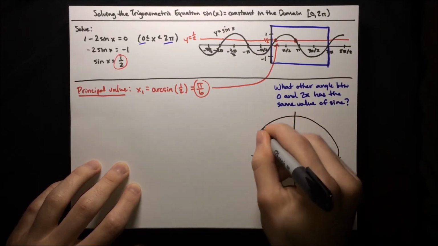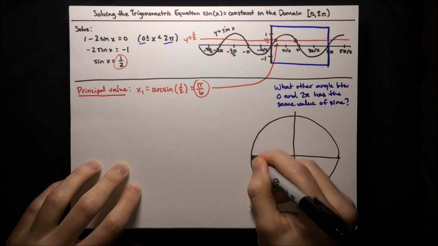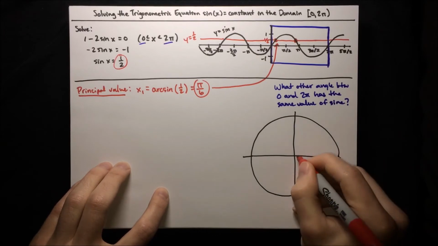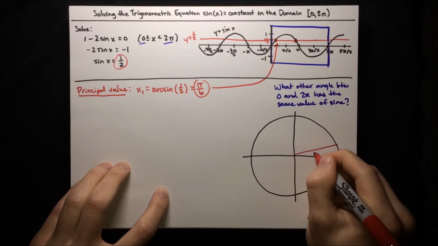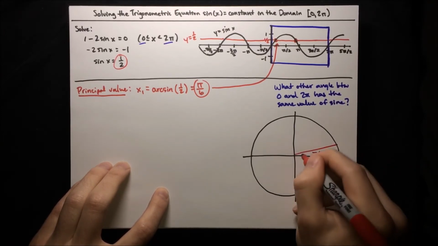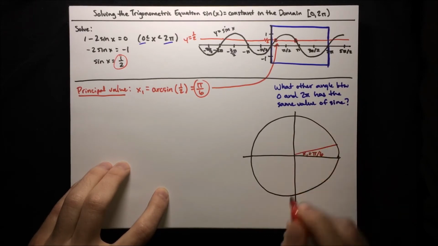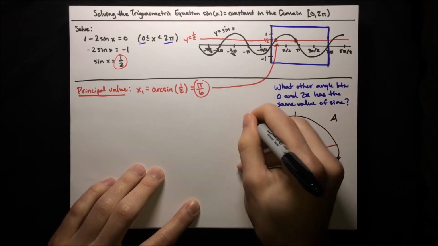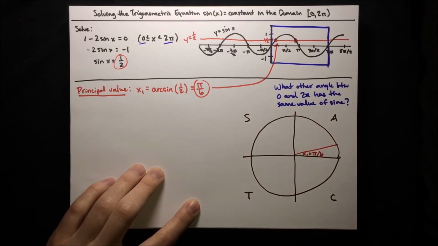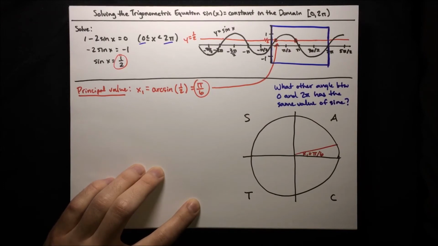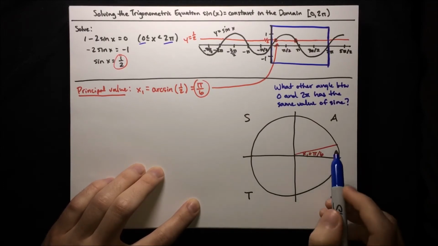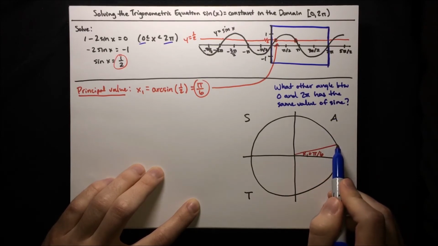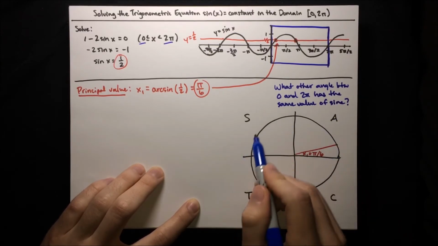So let's draw our unit circle. And okay, let's plot this angle here. That's pi over 6. So that's about right over here. Pi over 6, that's our solution, x1, our first solution. And let's draw our CAST diagram, because we need to figure out what other angle between 0 and 2 pi has the same value of sine. Well, here sine is positive because all trig functions are positive. And so where else is sine positive? Well, it's just in this same quadrant again.